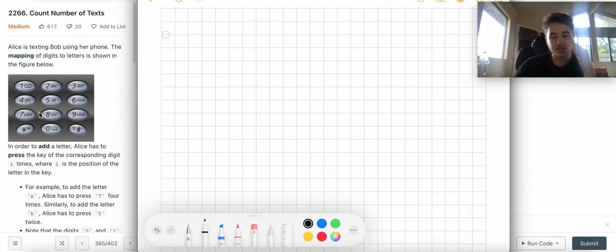Let's do problem 2266, Count Number of Texts.